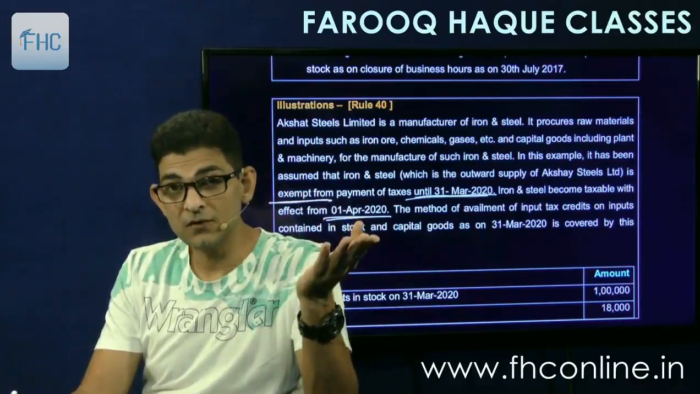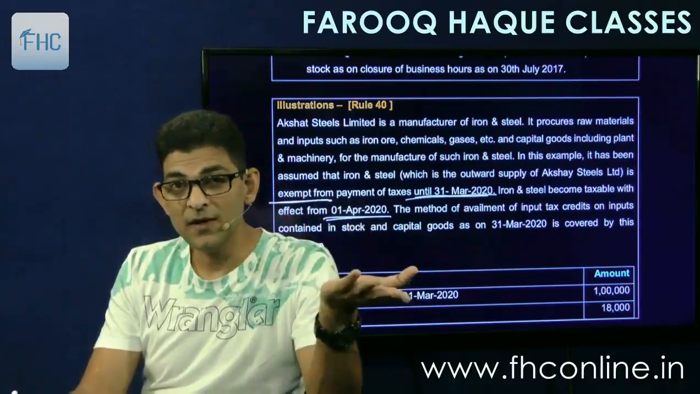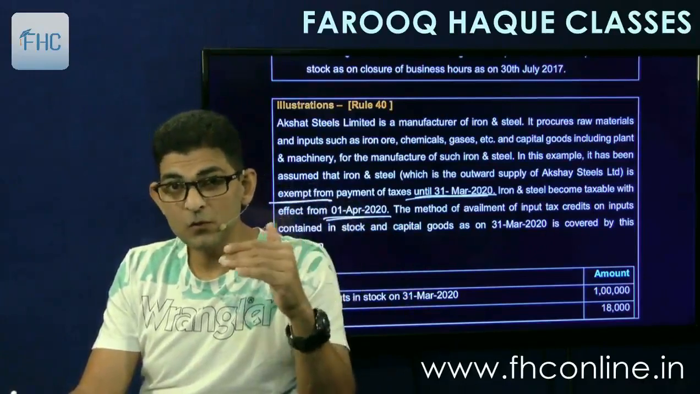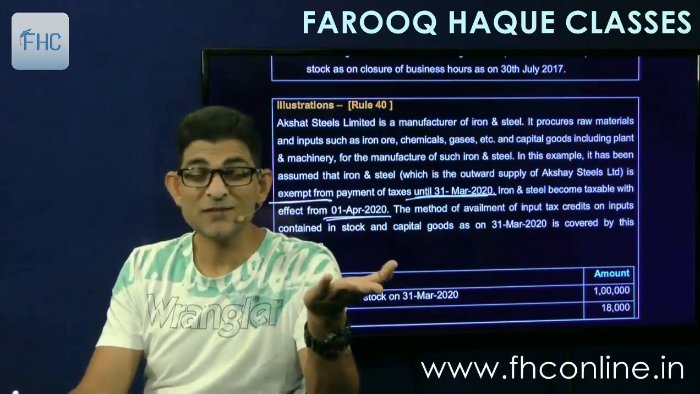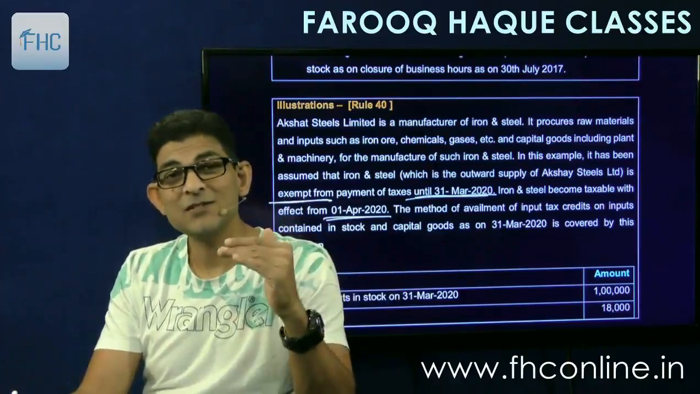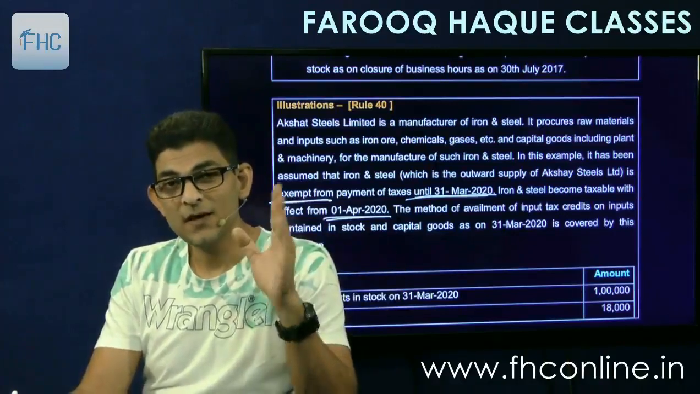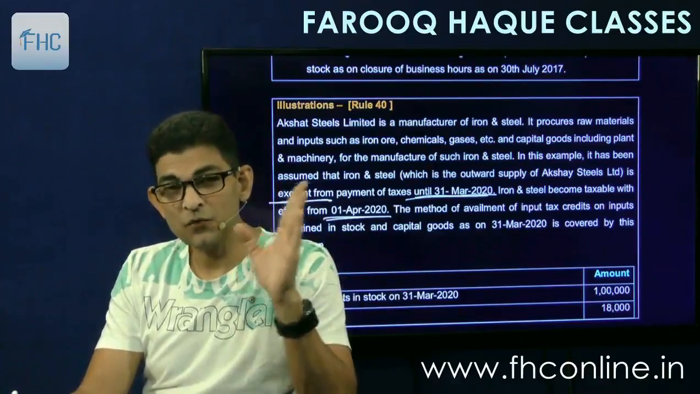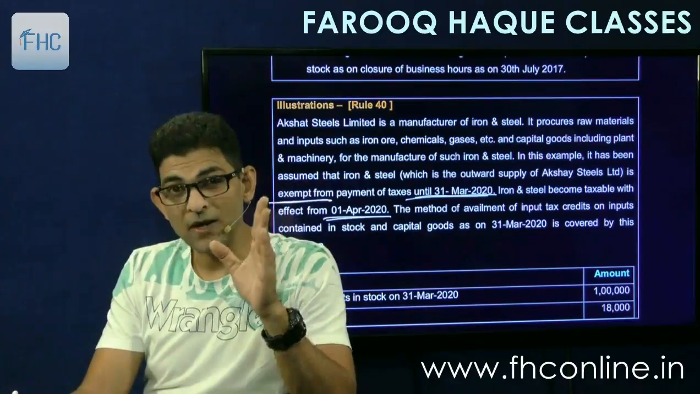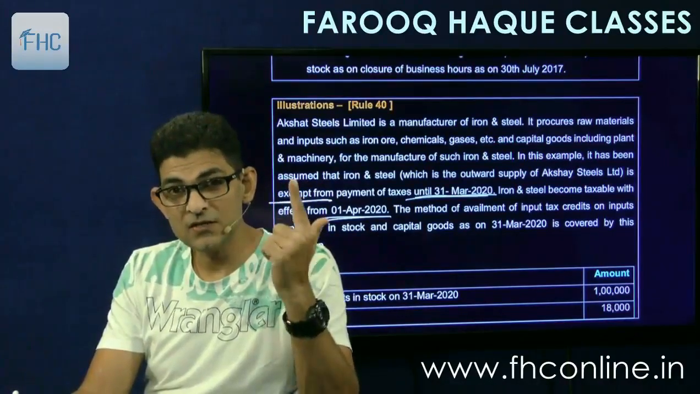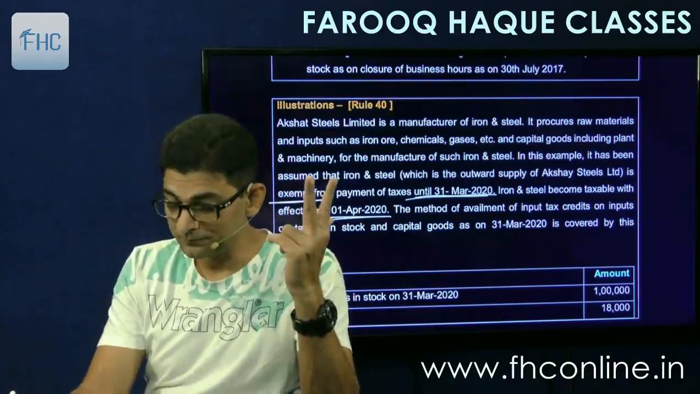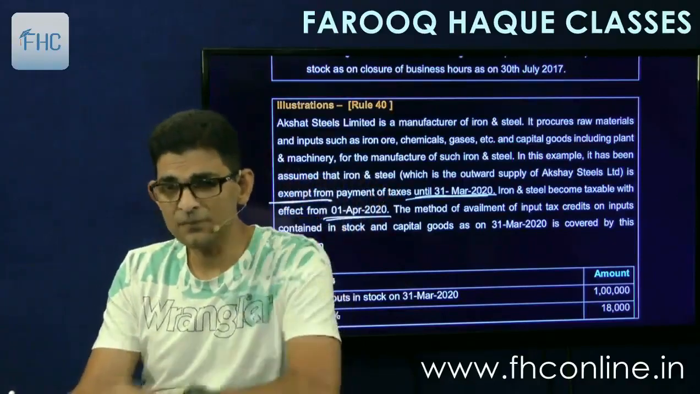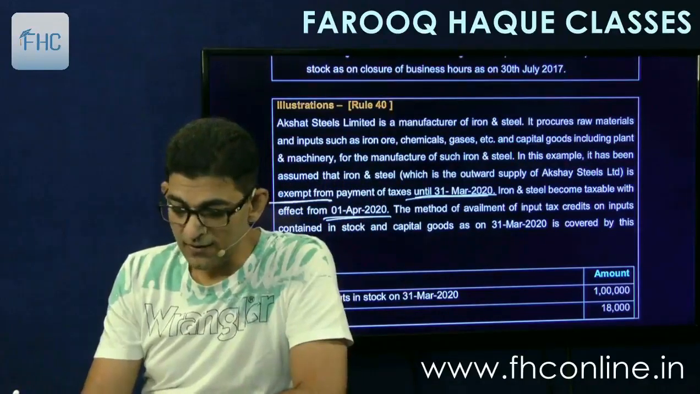So CGST, if paid, will go as CGST credit. SGST will go as SGST credit. Integrated goods and service tax, IGST, will go as IGST credit. So you have to maintain separate accounts for each type of tax: CGST, SGST or UTGST, and IGST. That we'll see in this example, and those points will get cleared.